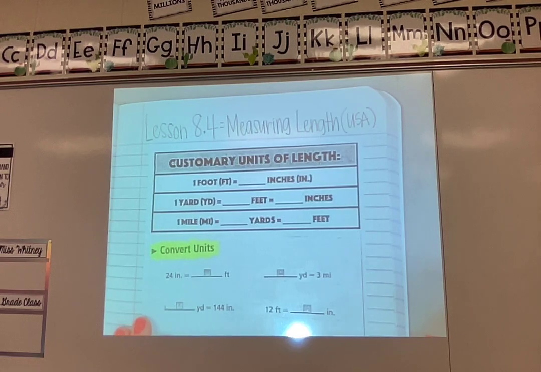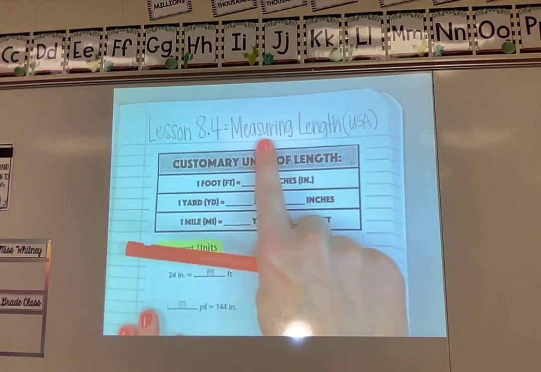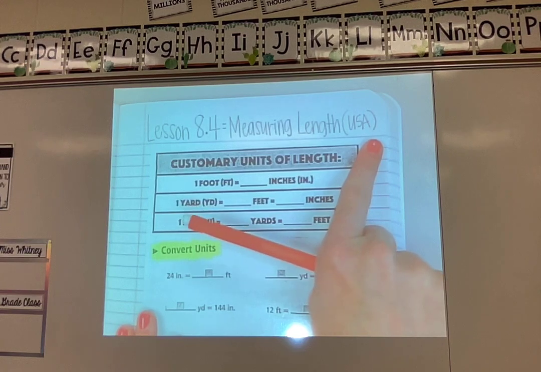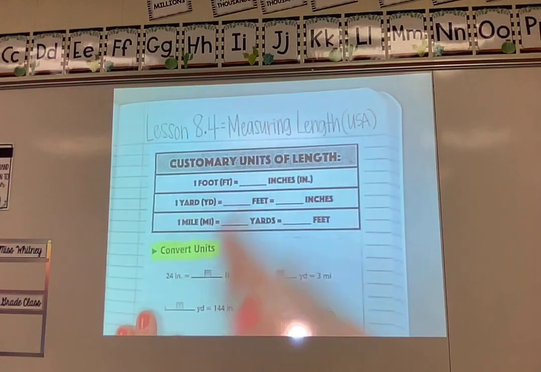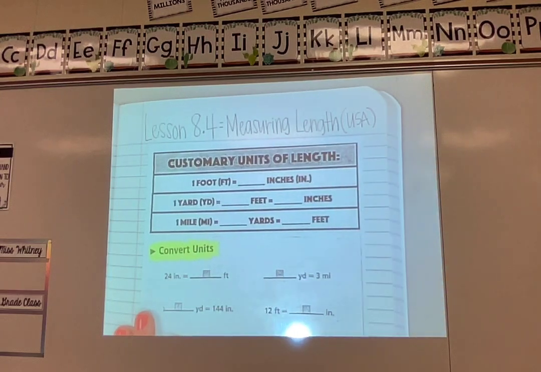Hi, 5th grade. Today in math, we are doing lesson 8.4, and it is over measuring length, how we do it in the United States. So remember, we've already learned King Henry died drinking chocolate milk. That is the measurement system that all of the other countries use.